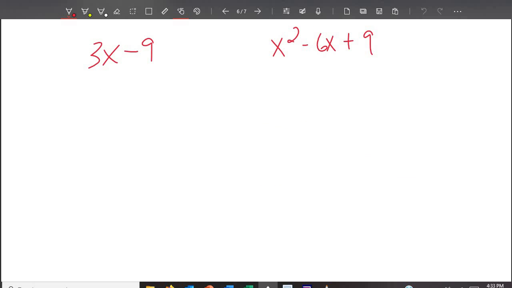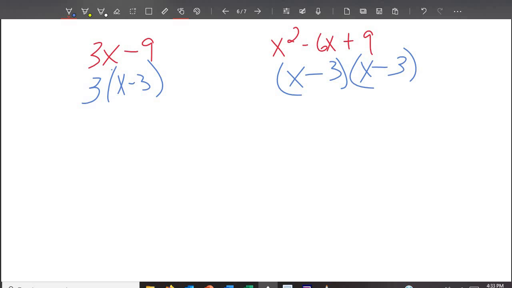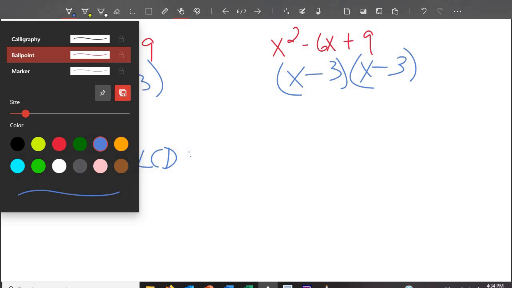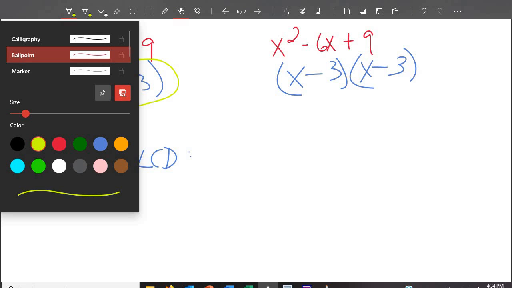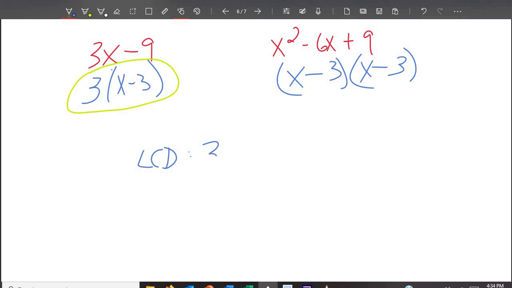Look at the next one. Now these have not been factored, so we've got to go factor these out. This one has a GCF. This one is x minus 3, x minus 3. Okay, so whatever is here, this all will be part of the LCD. We're going to have a 3 and an x minus 3.